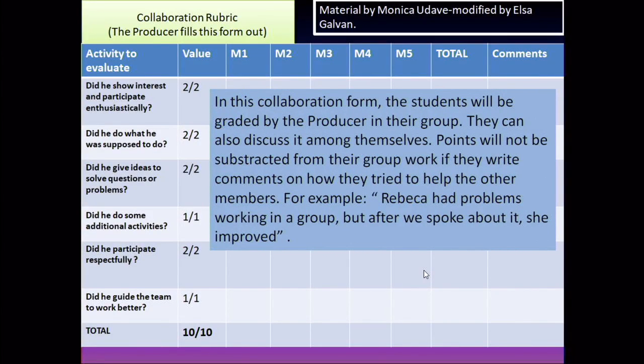And this is the other collaboration form, which is going to be filled by the producer. We also have questions here, and we put the name of the members here, the individual score here, and the group score over here. You're going to ask them to write comments before the presentation. For example, we had this problem, and there were some people that had bad pronunciation, but we made them practice several times, which means it was not our fault, because we tried to help them.